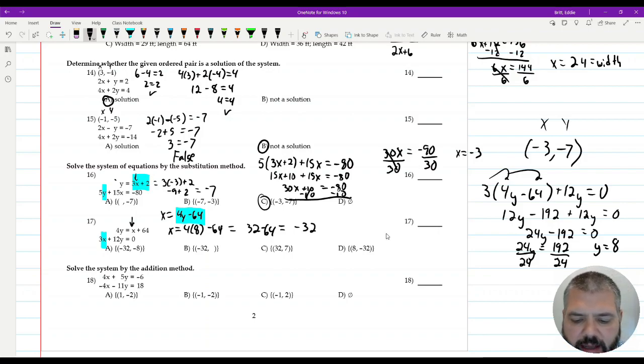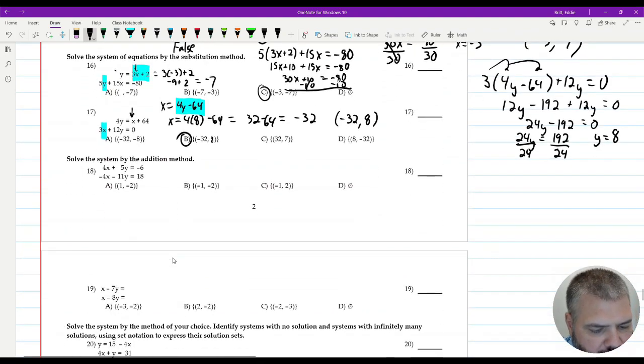So the way that I need to write my answer is my x, which I just solved for, is negative 32, and my y is 8. I believe that's supposed to be right here. I'll make sure that is correct on your test. The 8 wasn't written in, so that's the right answer. Negative 32, 8.